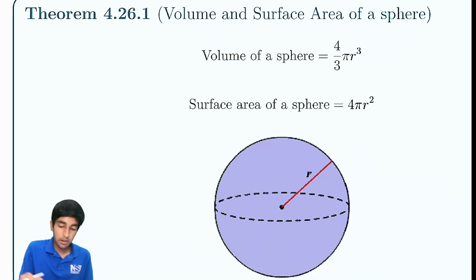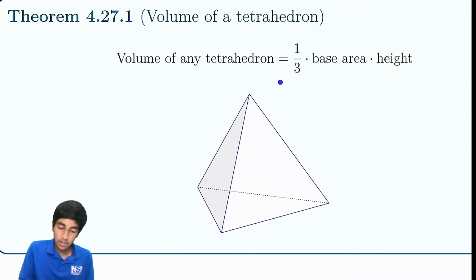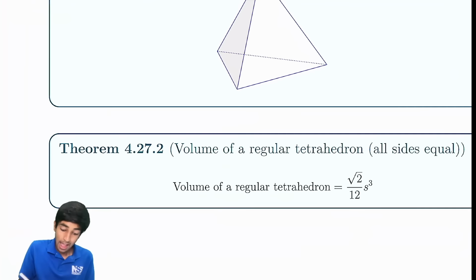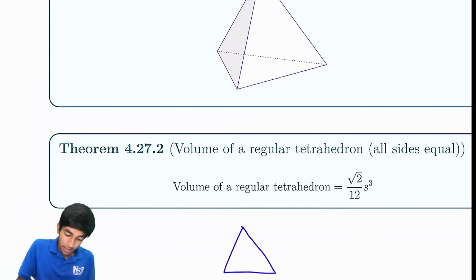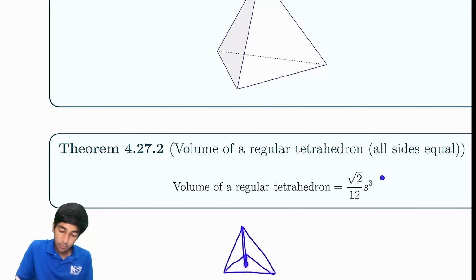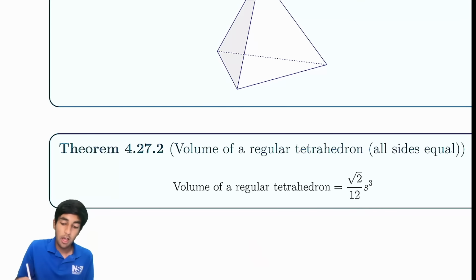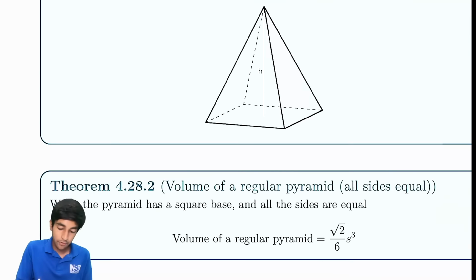Now moving on to sphere. Sphere, volume is just 4/3 pi r cubed, surface area 4 pi r squared. Tetrahedron, volume 1/3 base times height. And for a regular tetrahedron, there's something interesting here. We can derive this pretty neatly using some Pythagorean theorem stuff, where you draw the center and you drop the altitude, and you do some neat stuff with Pythagorean theorem, which I cover in more detail in the 3D Geo video. You can derive this root 2/12 s cubed formula for a regular tetrahedron. And for a regular pyramid, it's something similar, except 6.